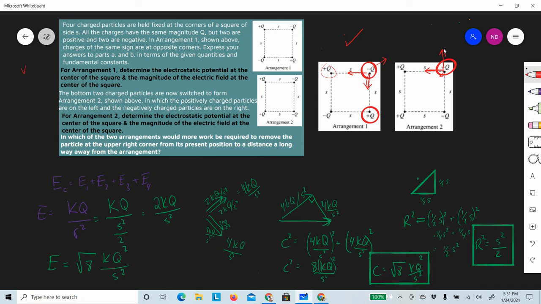So for this, both 0. For this one, the V was 0, but the E was the square root of 8 KQ squared over S squared. And for this, arrangement number 1 is tougher because of electrostatic forces. It'll take more energy, more work will have to be done to remove that one than this one.